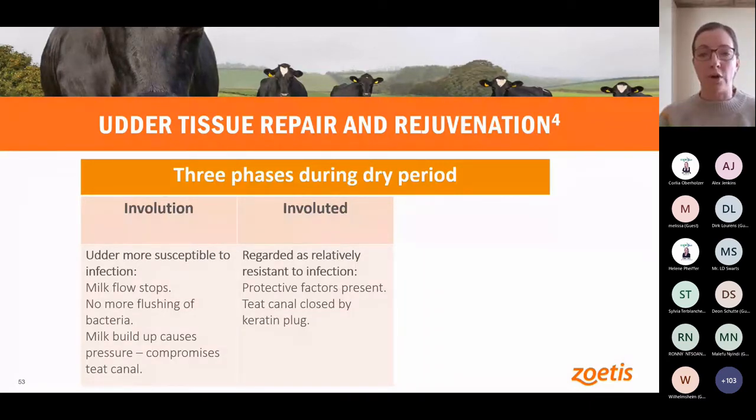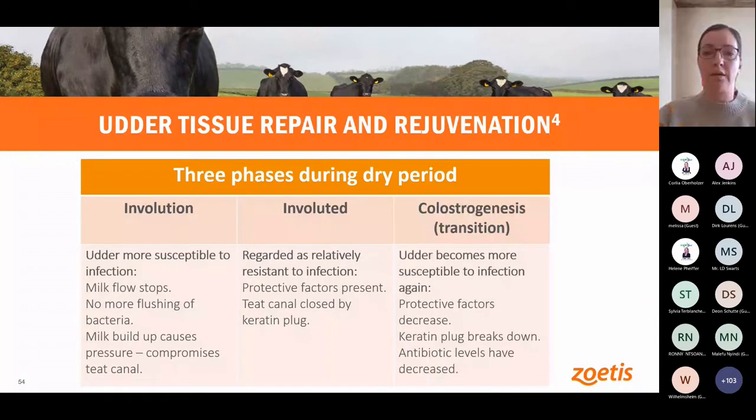Here it is quite regarded as relatively resistant to infection. Those protective factors that we were talking about earlier, like the lactoferrin, are present there. The teat canal is hopefully closed by a keratin plug.